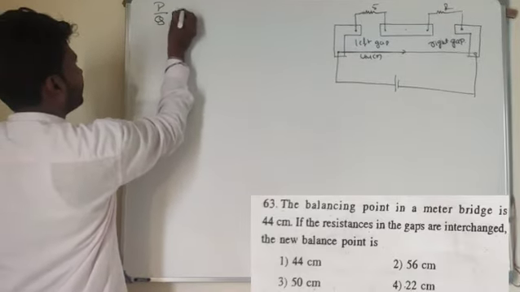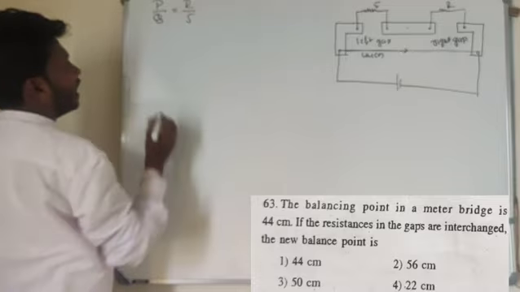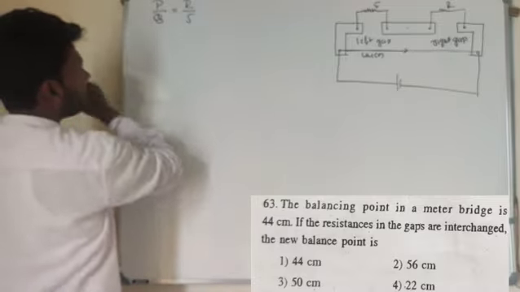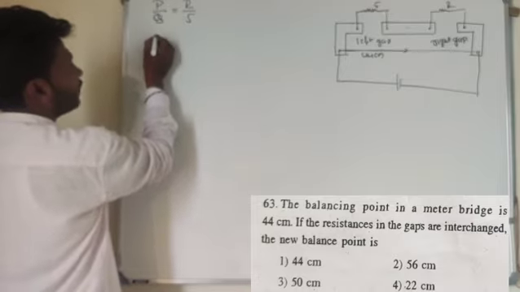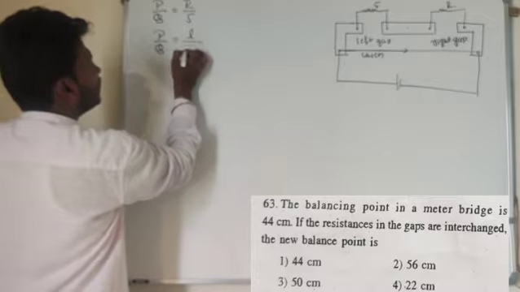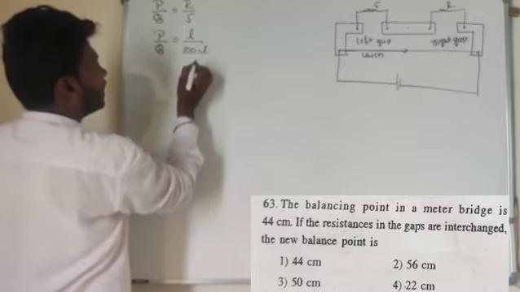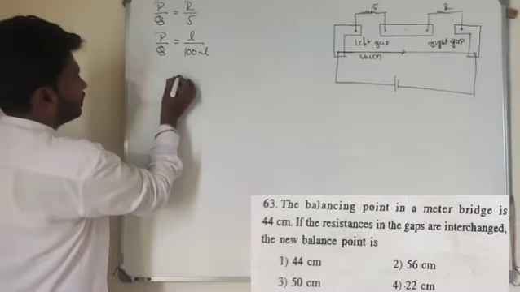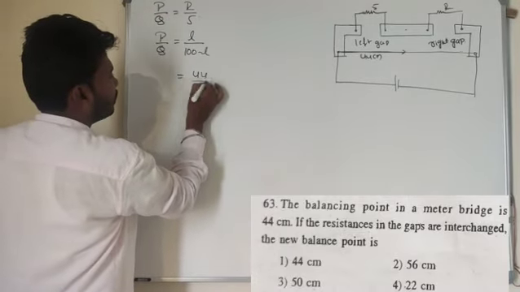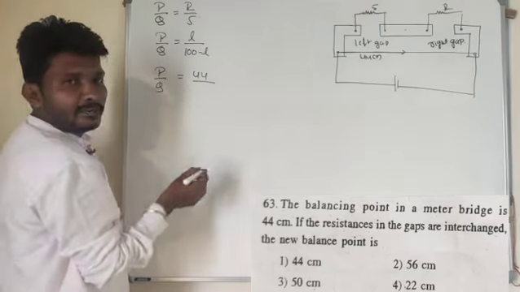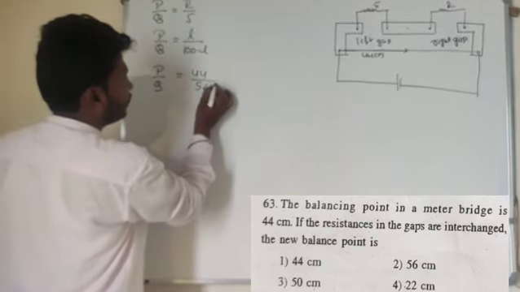Look at here. P by Q is equal to R by S here. Now I can take that value here. For example, P by Q is equal to L divided by 100 minus L, I can take. So L divided by 100 minus L. L value how much I got? 44. P by Q is equal to 44. 100 minus 44 is nothing but what?